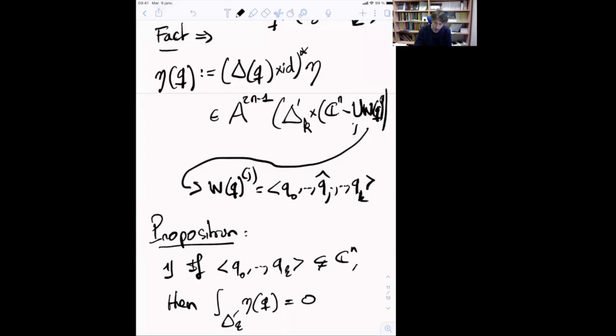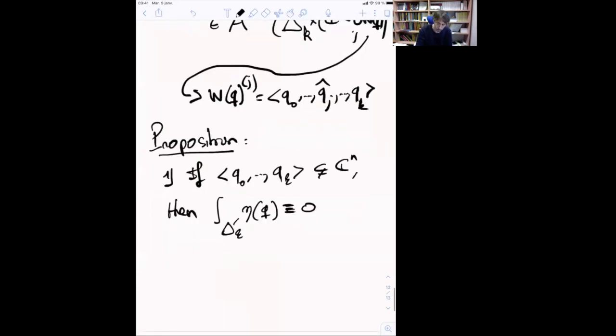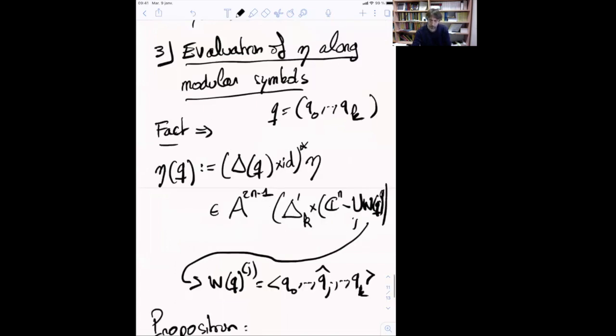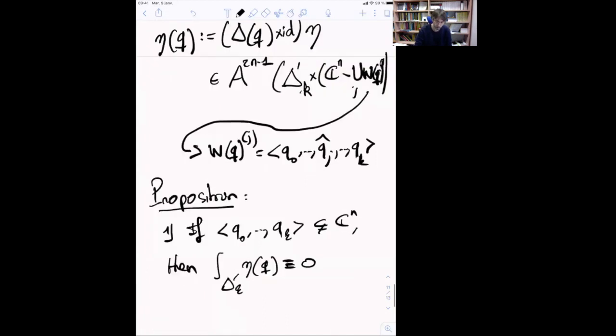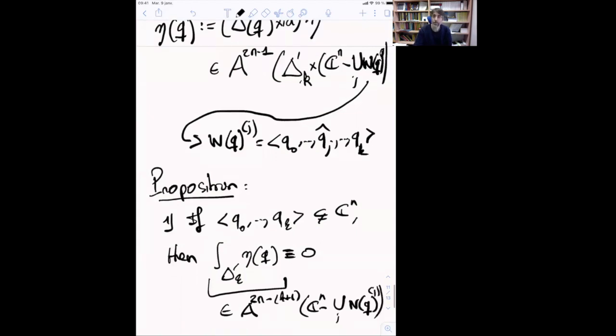Is 0, and I want to write it like that because remember that it's a partial integral. So the form here is a form that is on delta k prime times something in Cn. So you integrate only on delta k prime. So this, of course, is 0, but it's 0 as a form of degree 2n minus 1 minus k. So it's minus k plus 1, and it's defined now on Cn minus this subspace.